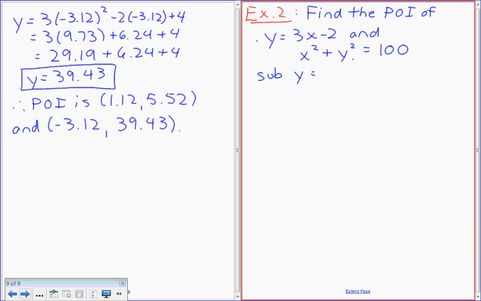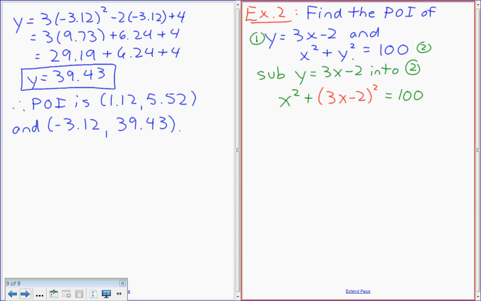So I'm going to say sub y equals 3x minus 2 into 2. I'm going to call that 2, and I'm going to call that 1. So I'm going to get x squared plus bracket 3x minus 2 squared equals 100. With that hint, I would like the supply teacher to hit pause and you guys to try this question. There should hopefully be some answers here for this, so give it a try and see what you can do. Do your best, and then I'm going to start with Holly once we're done.